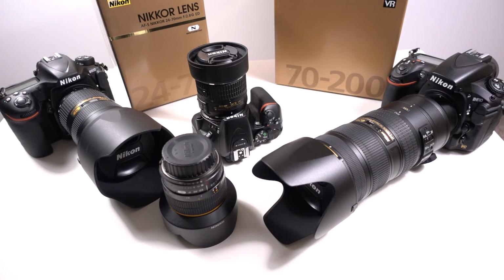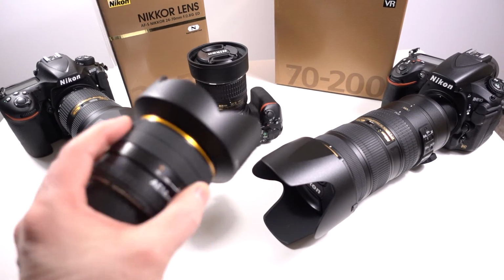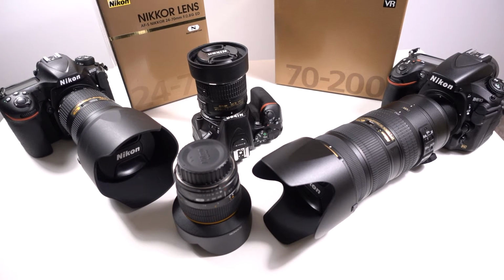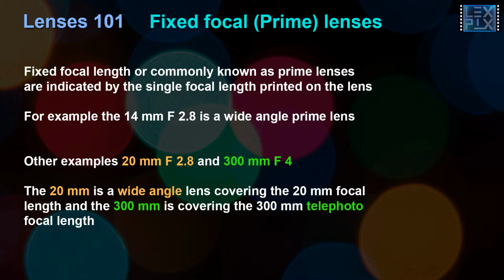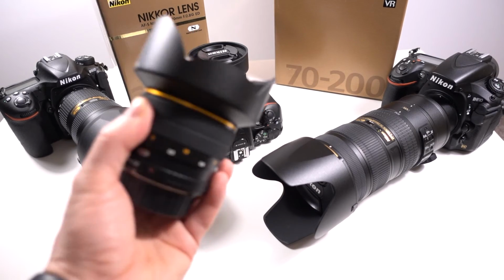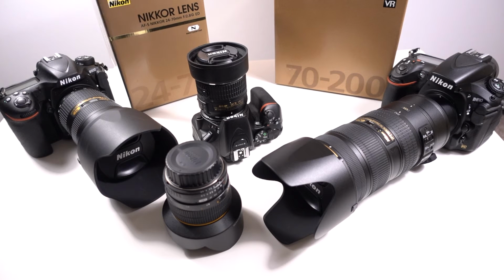So for example, the 14 f2.8 is a wide angle prime lens. So this is an f2.8. I can use f2.8 all the way up to whatever, but it is a single fixed focal length. The other example would be a 20 f2.8 or a 300 f4. The 20 millimeter is a wide angle lens covering the 20 millimeter focal length, and the 300 millimeter is covering the 300 millimeter focal length. So in terms of focal length, if you get a prime lens, it's a single focal length lens. They're pretty nice.